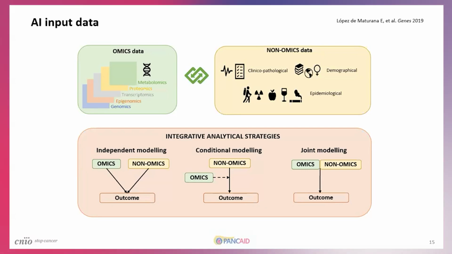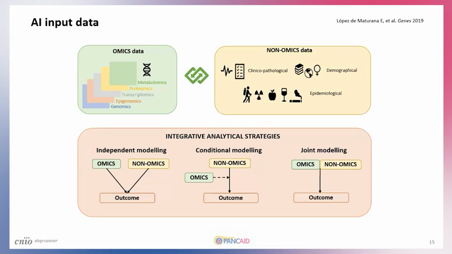For example, in omics data, we have genomics, epigenomics, transcriptomics, proteomics, metabolomics, plenty of different data types, and we also integrate all of them with non-omics data: clinical, pathological, demographical, epidemiological, a lot of data. And depending on when we integrate this data, we are talking about different techniques of AI. If we use only one model that uses a single layer, we can talk about independent modeling.